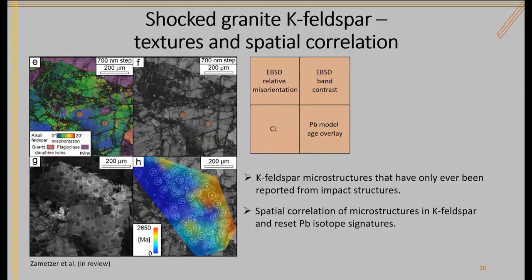Another observation is that when we look at the lead model age heat map in this overlay, there's a spatial correlation of microstructures with reset lead isotope signatures. The older lead model ages that are close to the granite crystallization age of the sample that we know, which is 2650 Ma, are usually found in the more highly crystalline, more pristine K-feldspar areas, whereas the younger lead model ages correspond with damaged zones, with microstructures in K-feldspar.